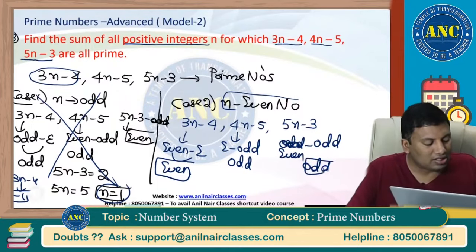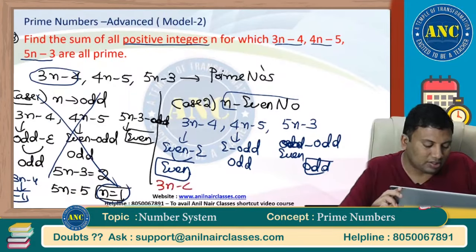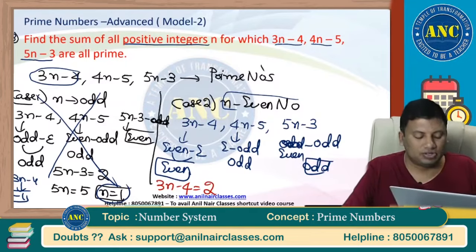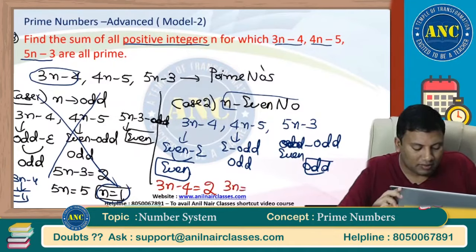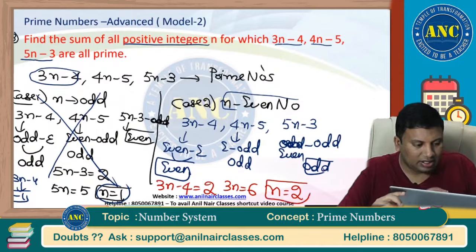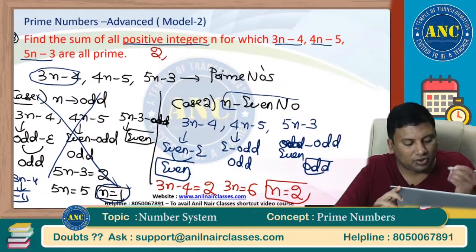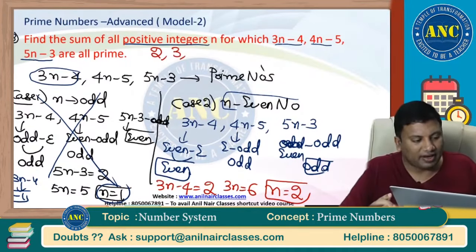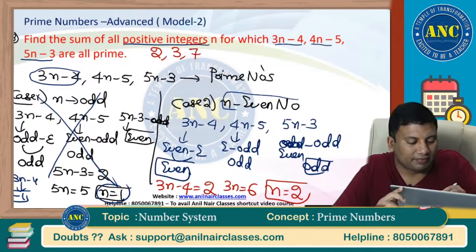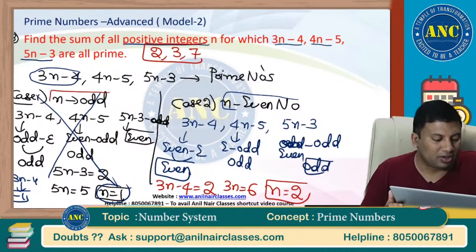The only one case which we got is 3n minus 4 should be even. So if 3n minus 4 is even, the case that is possible is 2. So 3n equivalent to 6. N equivalent to 2. Check it out if n equivalent to 2. It is satisfying. 3 twos are 6, 6 minus 4, 2. Yes. 4 twos are 8, 8 minus 5, 3. Yes. 5 twos are 10, 10 minus 3, 7. Yes. 2, 3, 7. It is possible. I hope it is clear. I took two cases.